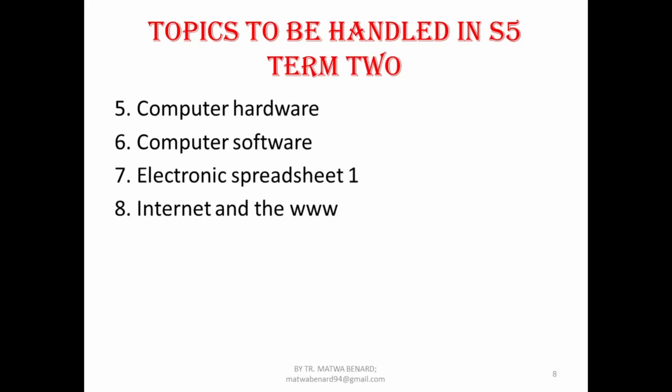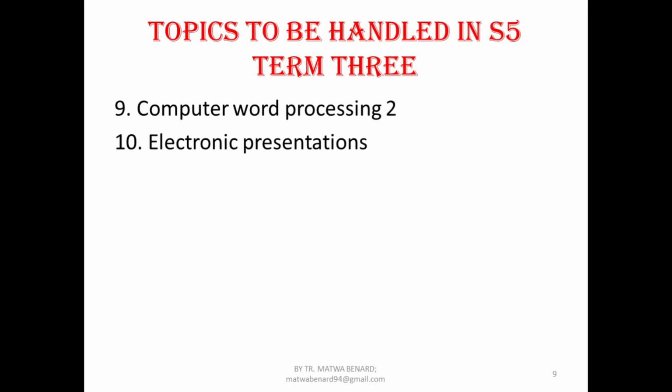So that is one. In senior 5 term 2, you're supposed to cover topics such as computer hardware, computer software, electronic spreadsheet 1, and finally internet and the World Wide Web. So those are the topics I'm meant to cover in senior 5 term 2. Then in senior 5 term 3, you're supposed to cover 2 topics, that is computer word processing 2 and electronic presentation.